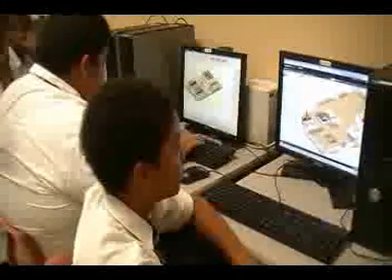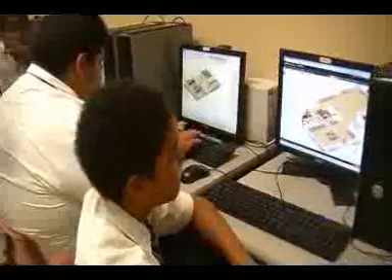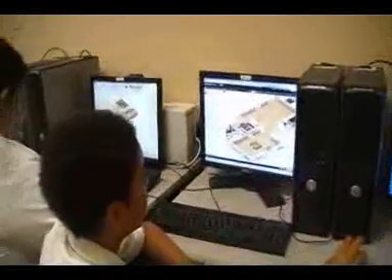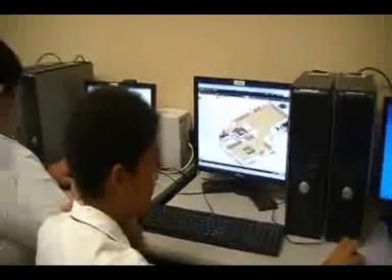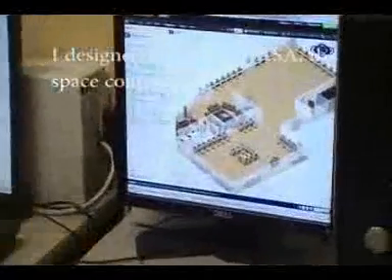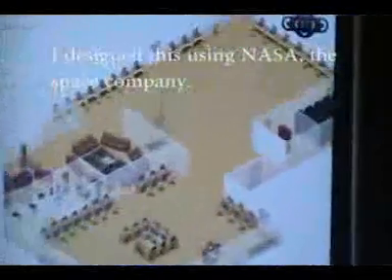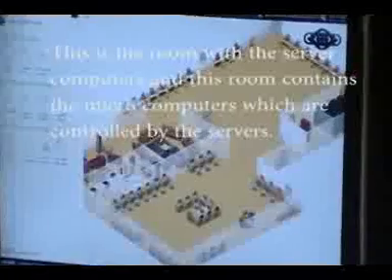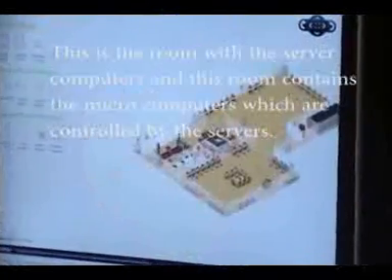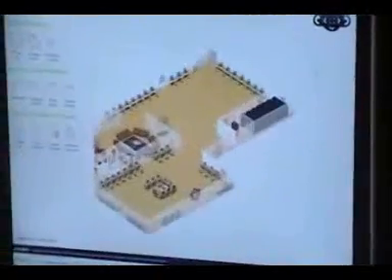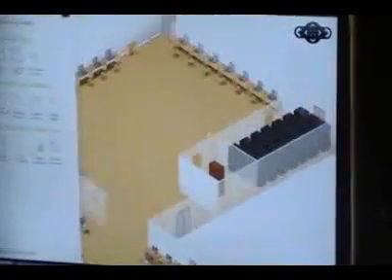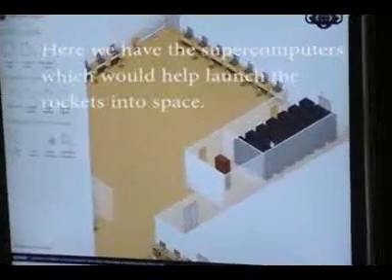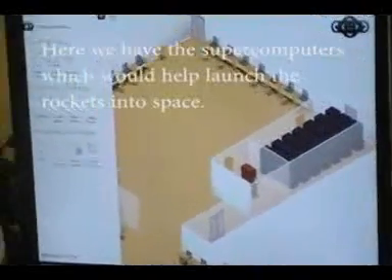So this is Jan here, and Jan did his design, and he will let us know what it involves. Well, I designed this room after the NASA Space Company. This is the room for the server computer, and all of these computers here are the microcomputers that are controlled by the server. Then across here, I have the room with all the supercomputers that will help launch the rocket into space, and here's the mainframe by itself in this room.